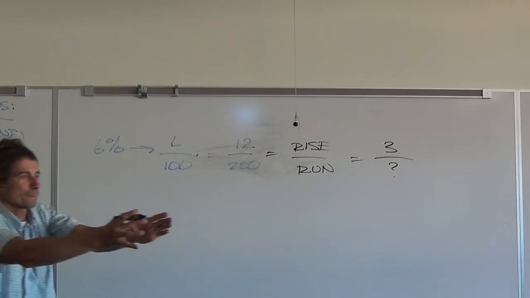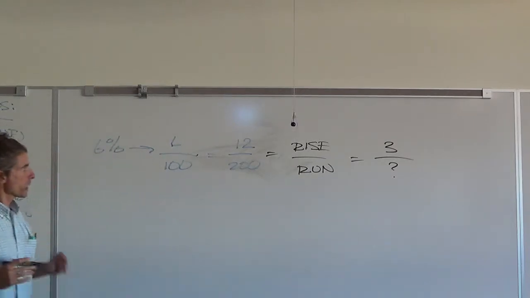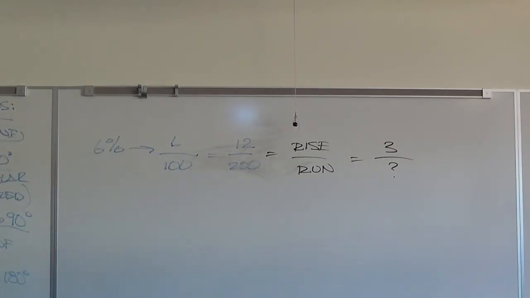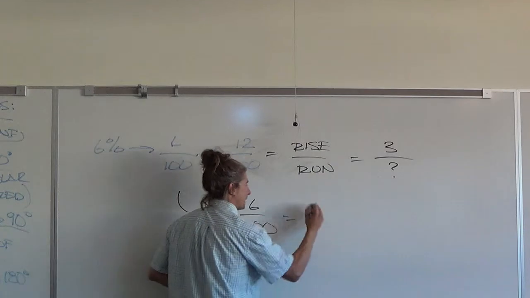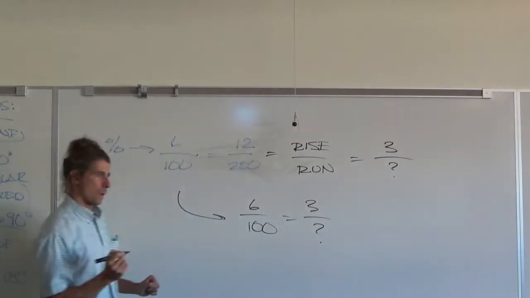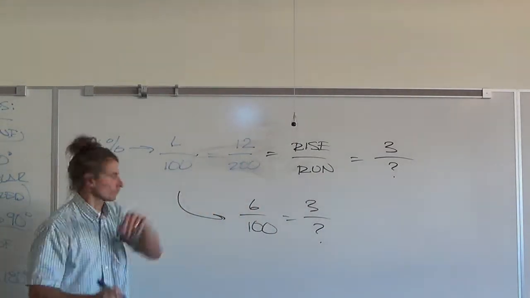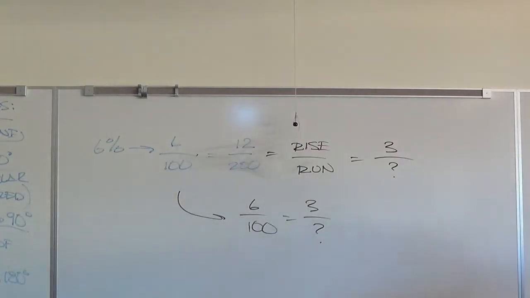Tell me your name again. Christy. Christy, go. So I always learned to do this where you would say 3 over question mark equals 6 over 100. Like this. Yep, and then you can multiply the 3 by the 100 and then divide by the 6 like a triangle. Okay, may I write that out for you? For all of us, actually.